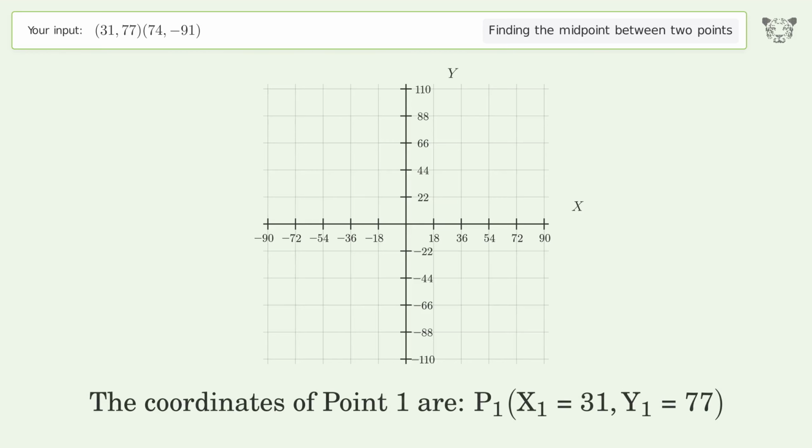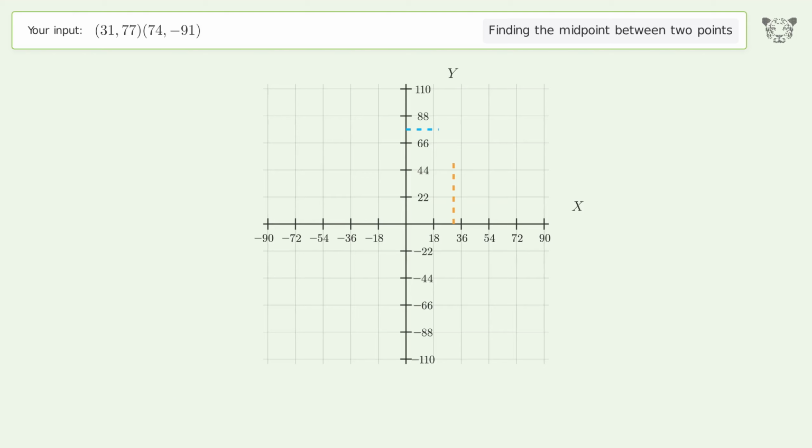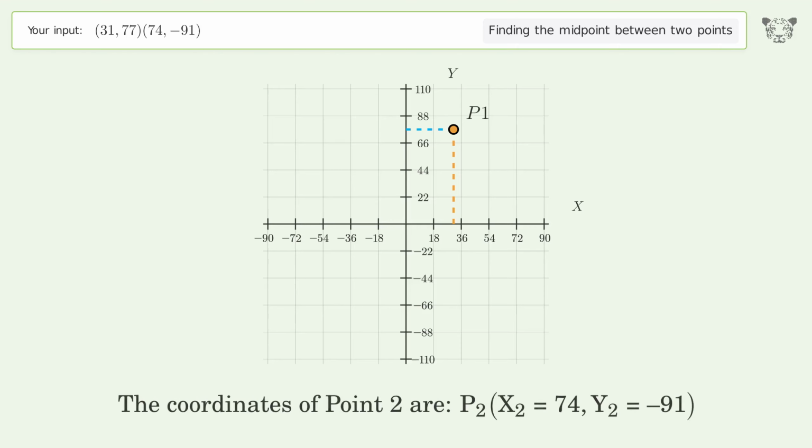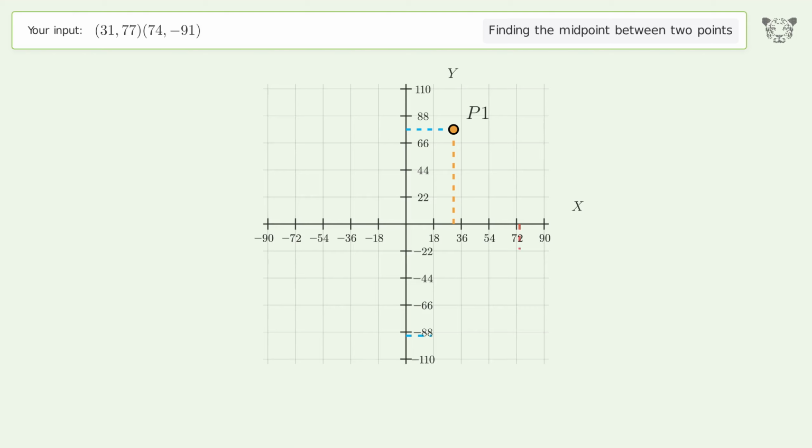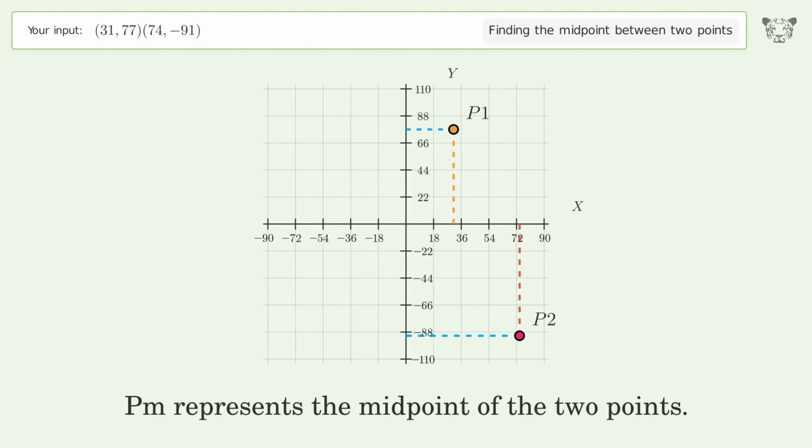The coordinates of point 1 are, x1 equals 31, y1 equals 77. The coordinates of point 2 are, x2 equals 74, y2 equals -91. PM represents the midpoint of the 2 points.